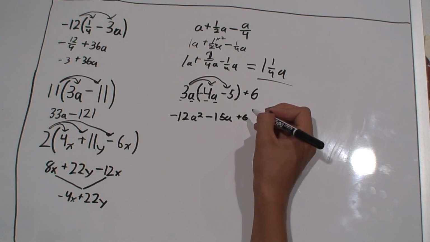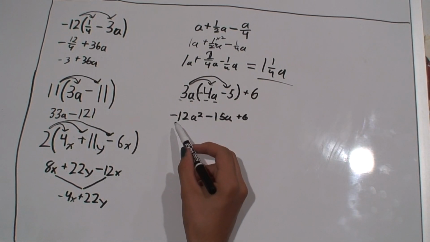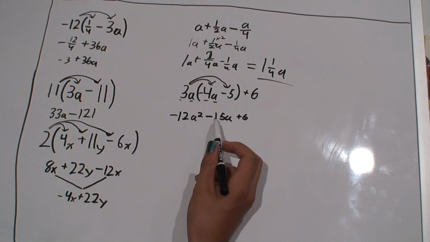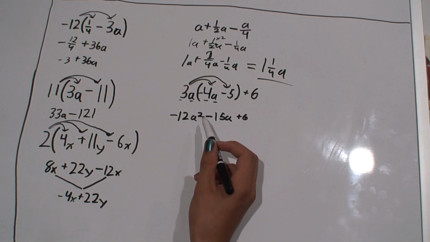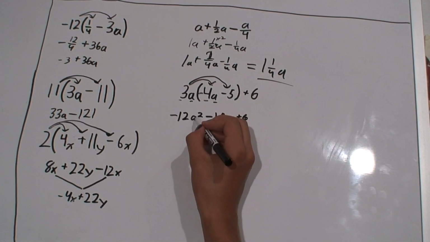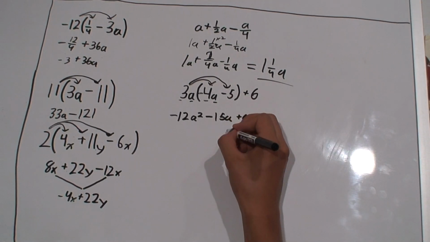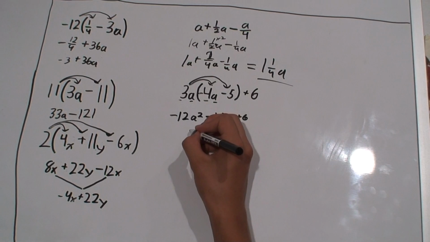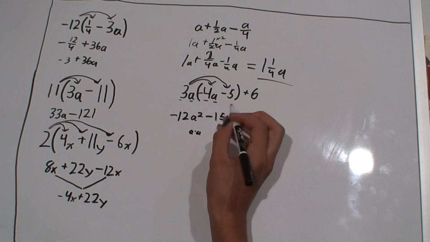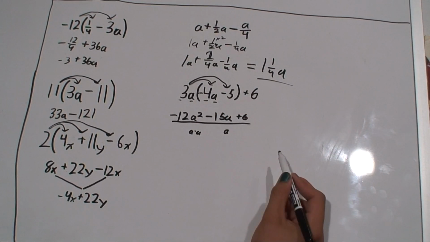Now, you cannot add these together because these have different variables at the end. This one just has a singular a, but this one is a times a. So this right here would be the simplest version.